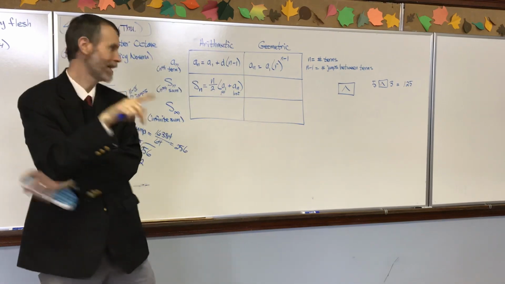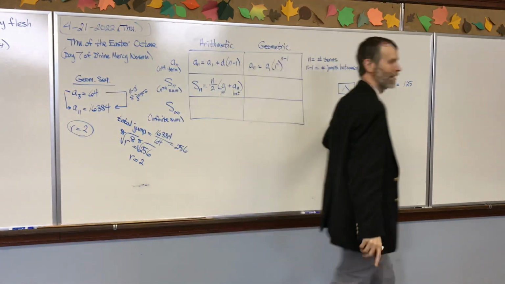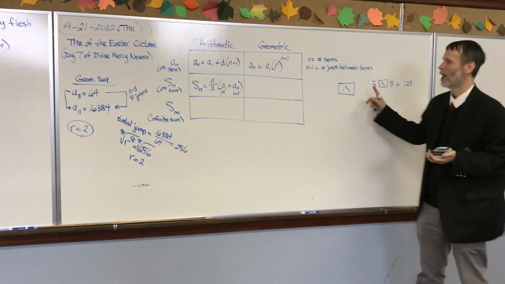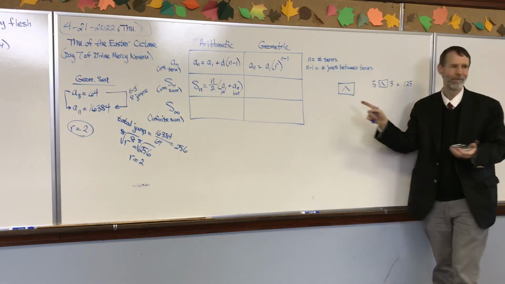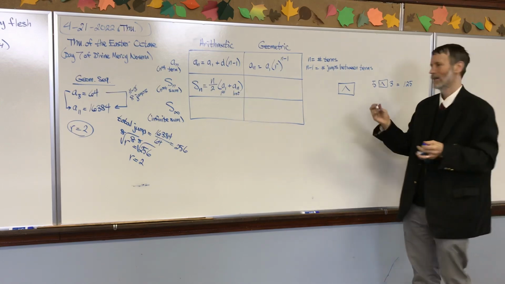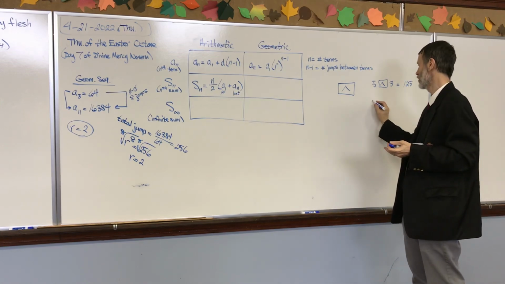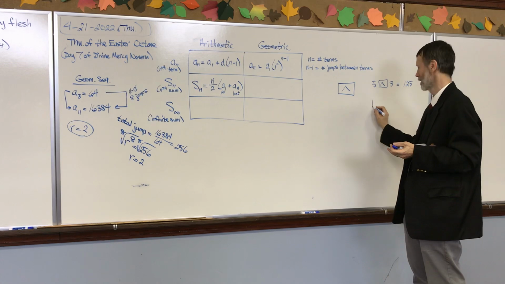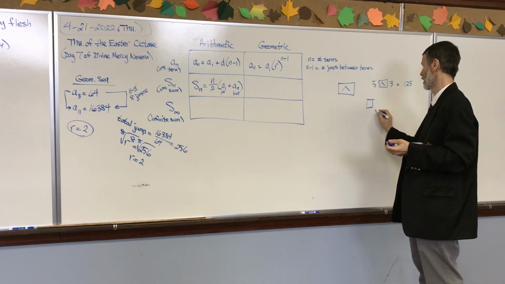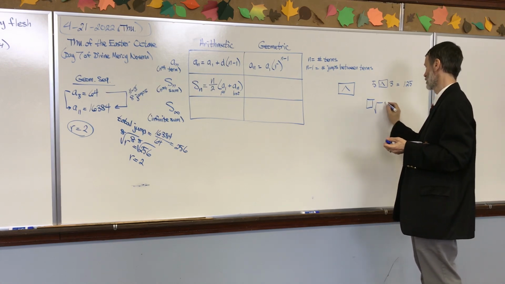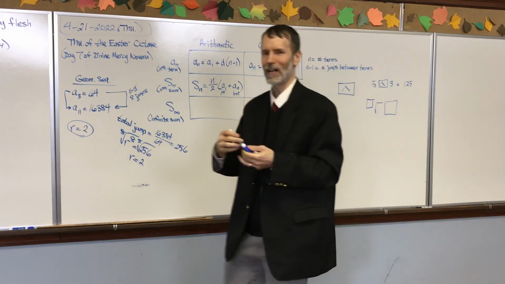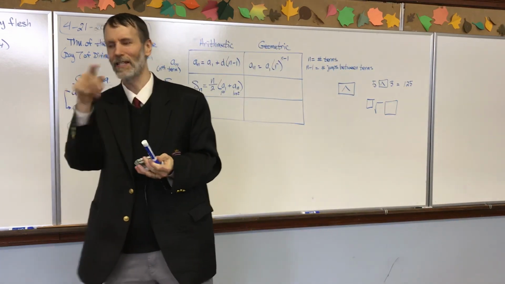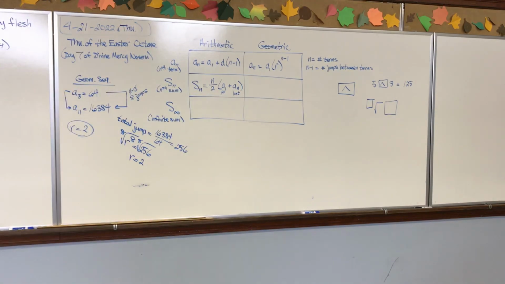Do you see where the caret key is? That's C-A-R-E-T, the power key. Do second, and then that key. It should get something that looks like that. Depending on your calculator, let's try it on the TI. Let me grab my own. I want to see what it looks like.